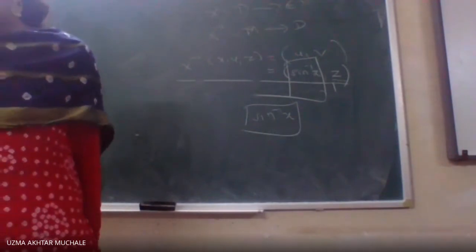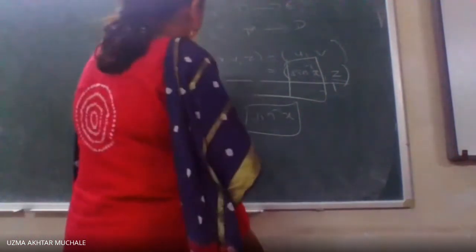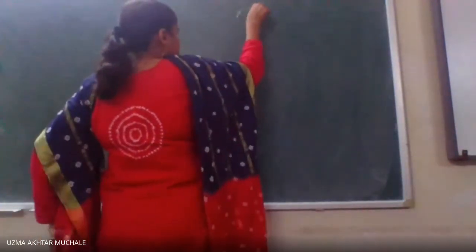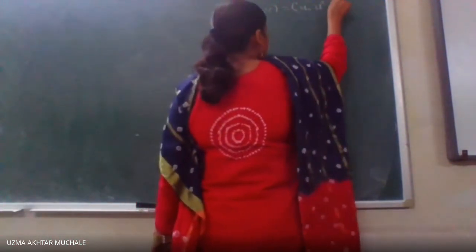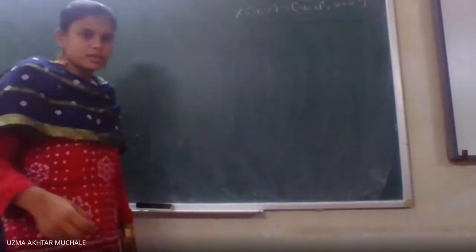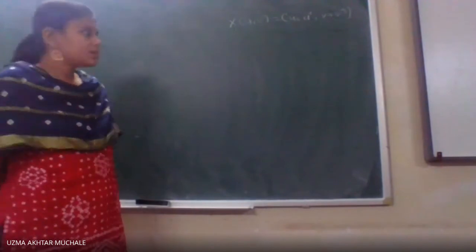Okay, which of the following mapping is a patch? What is the mapping given to us? X of uv is equal to u square, v plus v cube. Here we are given the mapping x of uv is equal to u square, and the third one is v plus v cube.